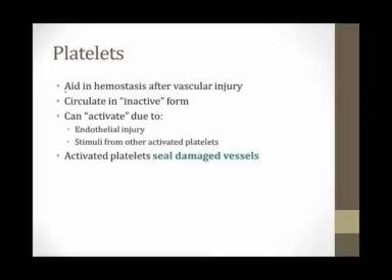Platelets circulate in the bloodstream to aid in hemostasis after vascular injury. As I said before, they're one of the two main components of thrombus, the other being fibrin. They circulate as an inactive form, but they can be activated when there's endothelial injury. They can either be activated directly by the endothelium, as we'll see in the next few slides, or they can be activated by other activated platelets so that more and more are drawn in when there's an endothelial injury. And the activated platelets work together to seal off damaged blood vessels and prevent blood loss.